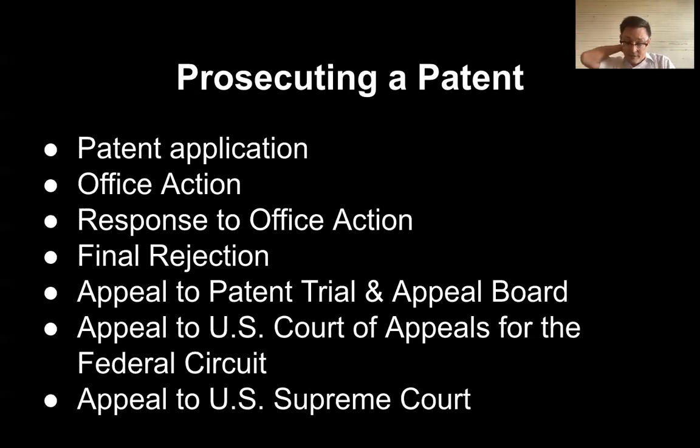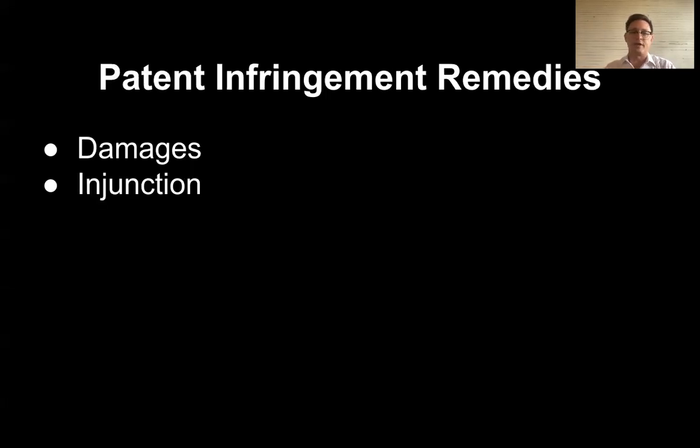If the patent application is denied, there is an internal system of appeals within the patent office to the Patent Trial and Appeal Board, which is the administrative appeal body within the patent office. And then subsequently, the patent applicant can also appeal outside the patent office to the federal court system, first to the United States Court of Appeals for the Federal Circuit, which is the circuit court which has exclusive jurisdiction over all patent law appeals, and then finally to the Supreme Court as well.